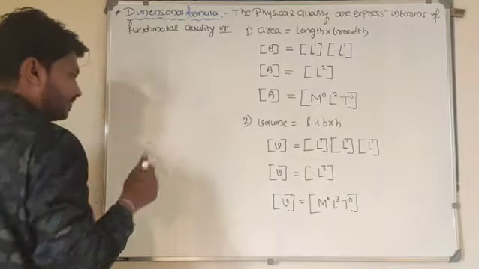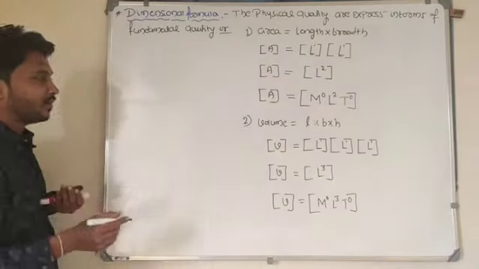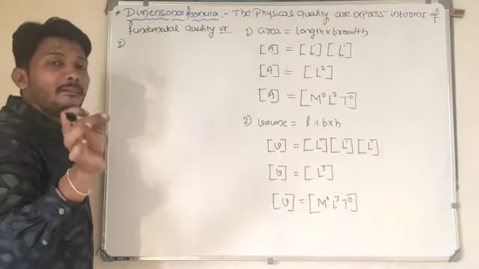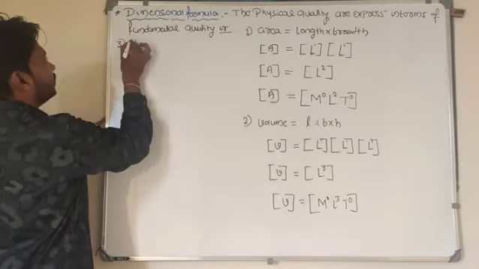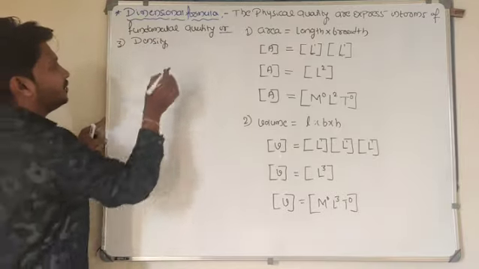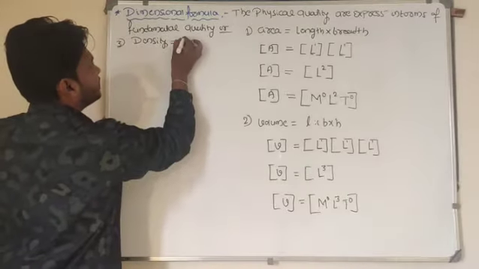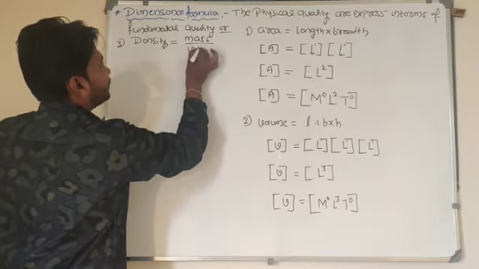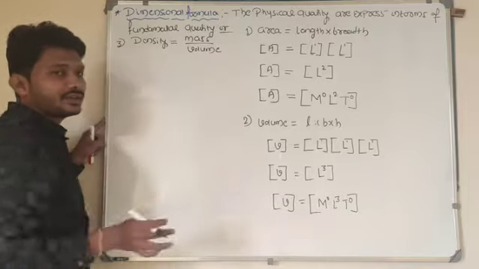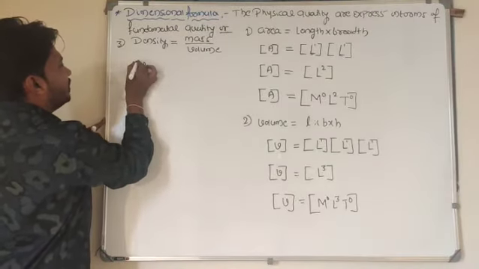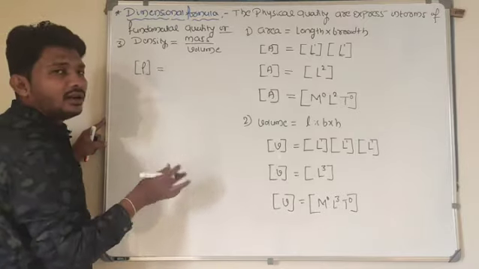Okay. Then write the dimensional formula for density. So density is nothing but what? Mass per unit volume. So I have to write the dimensional formula for density. Density is nothing but mass by volume here. So what's the dimensional formula for density? Mass by volume. So density I will represent by the letter rho here.